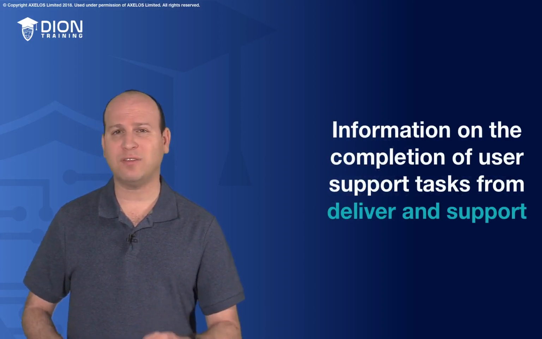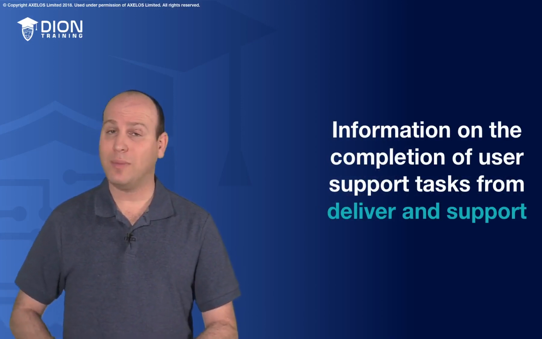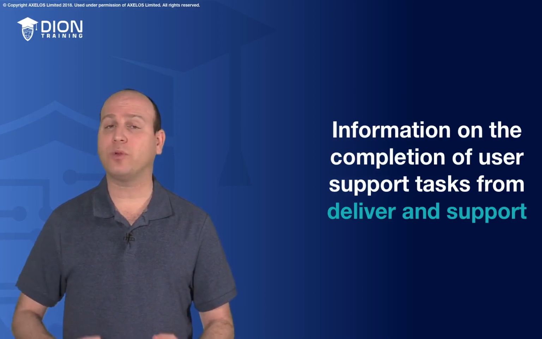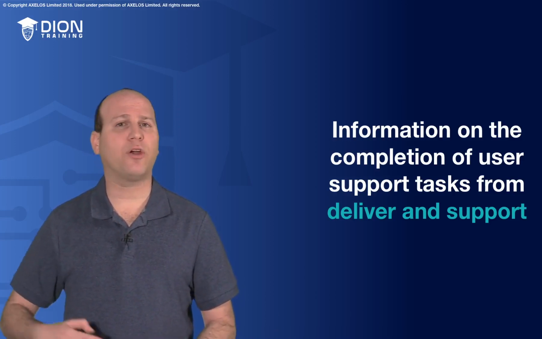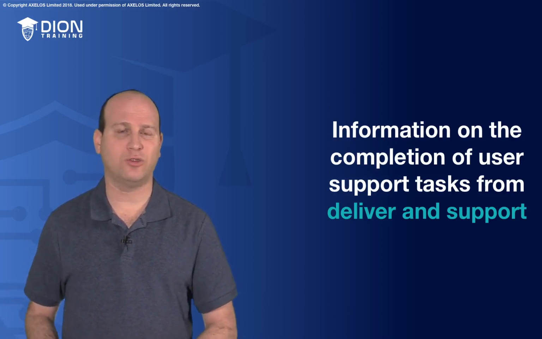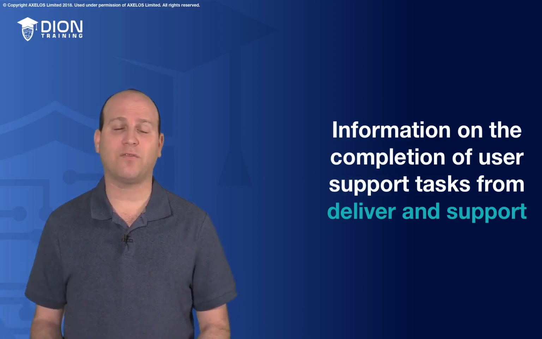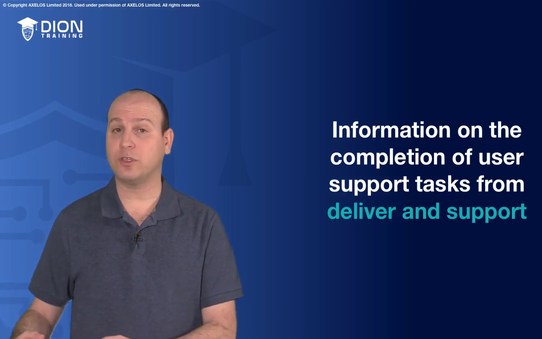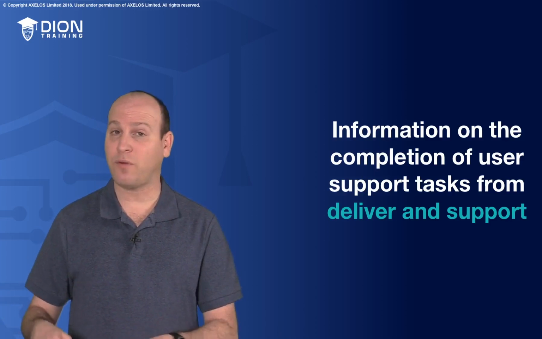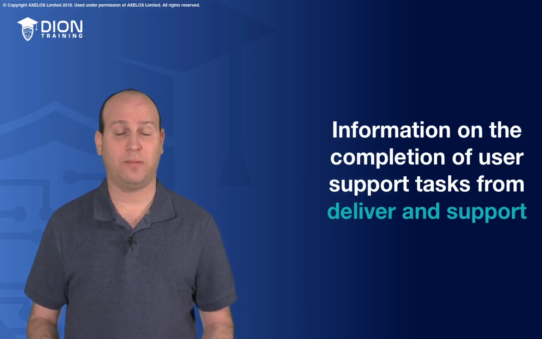Also, another input we have is information on the completion of user support tasks from delivery and support. One of the big things that your Engage is going to be working closely with is delivery and support. Because in delivery and support, that's where your service desk comes into play. That's where your operations comes into play. That's where you're going to be reaching out and touching your end users and getting their feedback directly. So being able to look at that and feeding that information back through deliver and support into the Engage process and from Engage out to the other parts of the service value chain is really important.